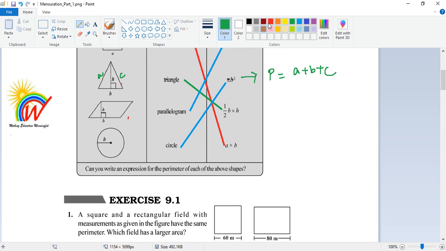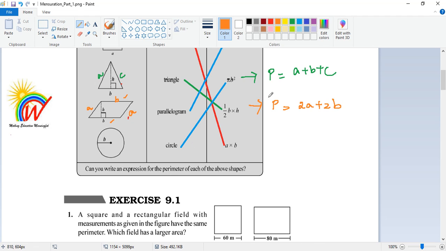Then comes your next one, which is your parallelogram. The parallelogram is going to have these two as B. Opposite sides are equal and parallel, right? So this is B, and if this is also B, let us say these two are A's. It's the same as your rectangle, 2A plus 2B. There are 2 A's and 2 B's.